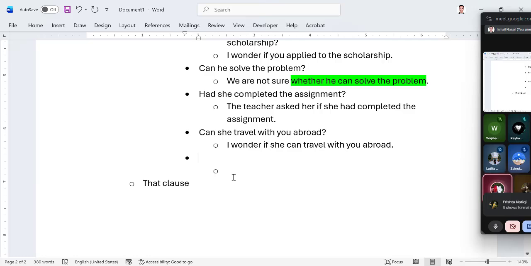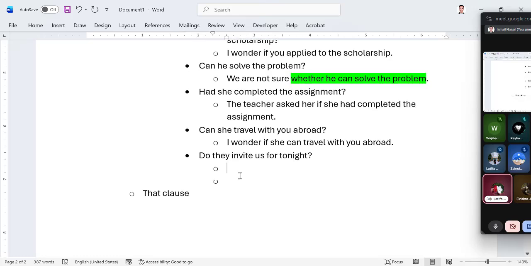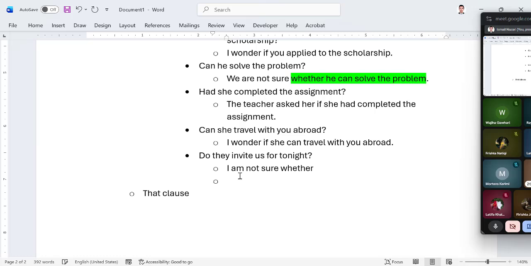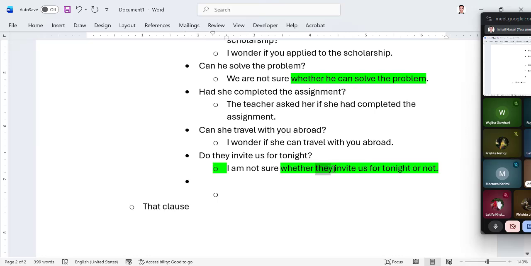Do they invite us for tonight? It is a question. So, if you want to make it a statement, you can say, I'm not sure whether they invite us for tonight or not. That's right. We have whether they invite us. The structure which is used is the subject they, and then we have the verb invite. Thank you.